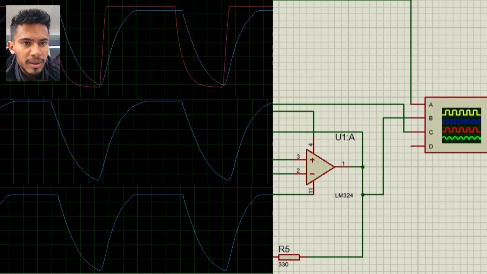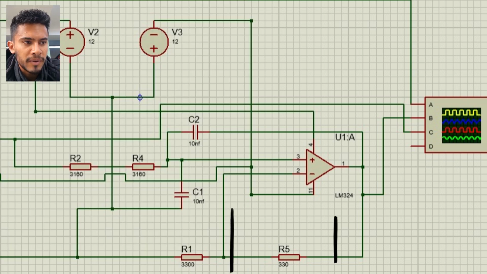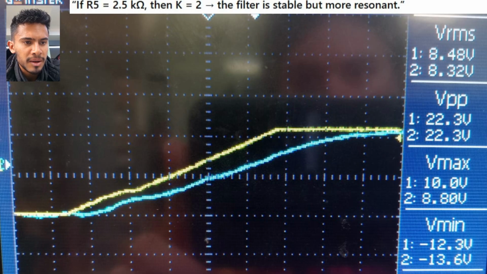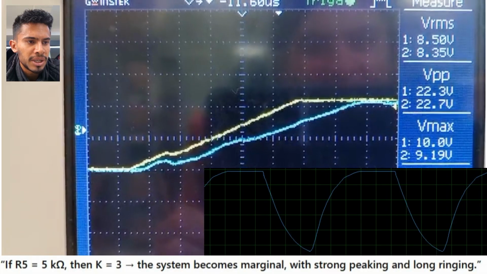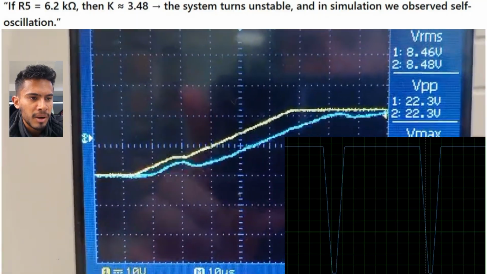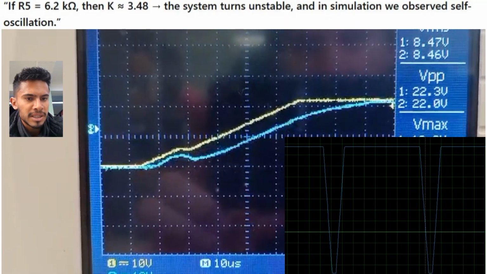In the second part, we studied the stability of the circuit that we made, where we have to modify the feedback of our circuit, where we can change our gain. When we have these values of resistances in our feedback, the filter is stable but more resonant. With these values, the system becomes marginal with strong peaking and slow ringing, and with this value, the system turns unstable, and in simulation we observe the self-oscillation.